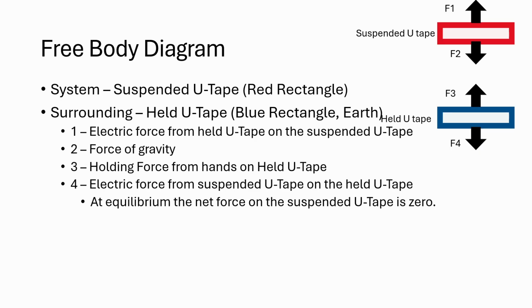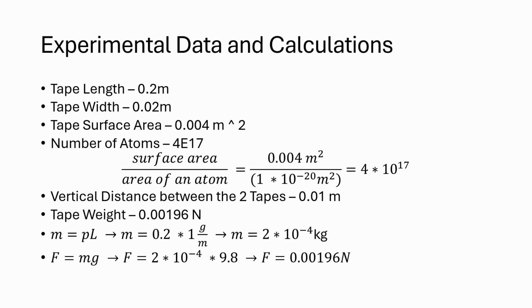In the free body diagram, the system is the suspended U-tape, the red rectangle. The surroundings are the held U-tape, the blue rectangle, and the Earth. 1 is the electric force from the held U-tape on the suspended U-tape. 2 is the force of gravity. 3 is the holding force from the hands on the held U-tape. And 4 is the electric force from the suspended U-tape on the held U-tape. At equilibrium, the net force on the suspended U-tape is 0.